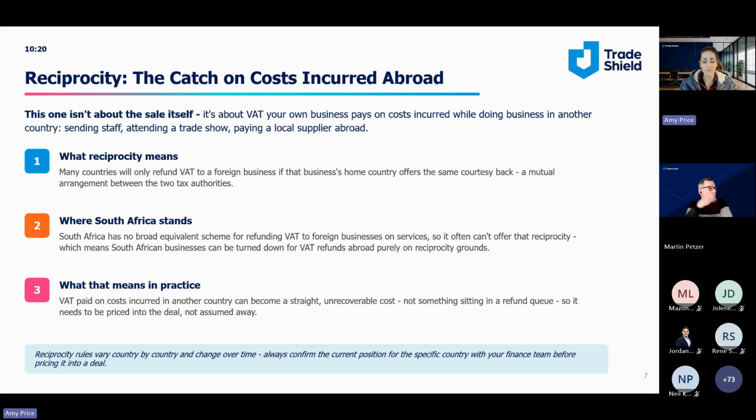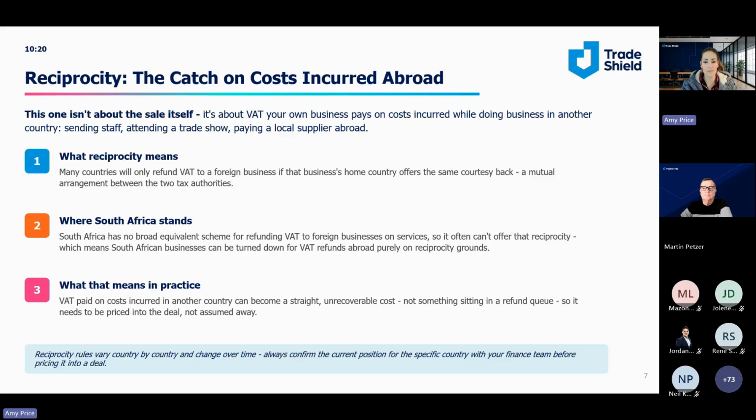So if you are traveling for business, sometimes you can do certain things at the airport as well. If you purchase a product, you can claim certain VAT back as an individual, but as a business, you may not be liable for the same thing. So what does it practically mean? That if VAT is paid and costs are incurred while doing business in other countries, it can end up being a straight unrecoverable cost, where you've paid the VAT and you cannot claim it back. So it's not sitting in some refund queue waiting for someone at the back to eventually come and give it back to you. It is gone. It is paid for. It is gone. And that is the end of the discussion. Okay, so that is what reciprocity is and how it works.